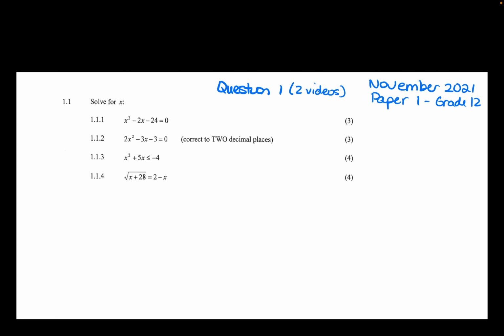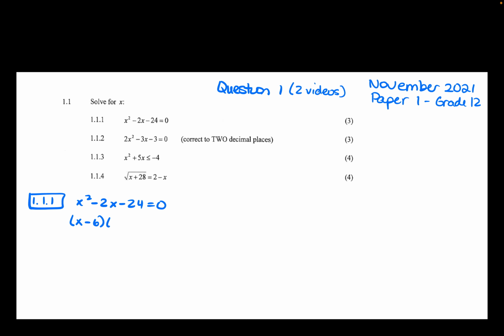Okay, this is an algebra question, question 1 from November 2021, paper 1. And this video will be just 1.1, and then you can look at the next video for the rest of this question. So 1.1.1, x squared minus 2x minus 24, that's a quadratic equation, but it's easy to factorize that, so we will do that.